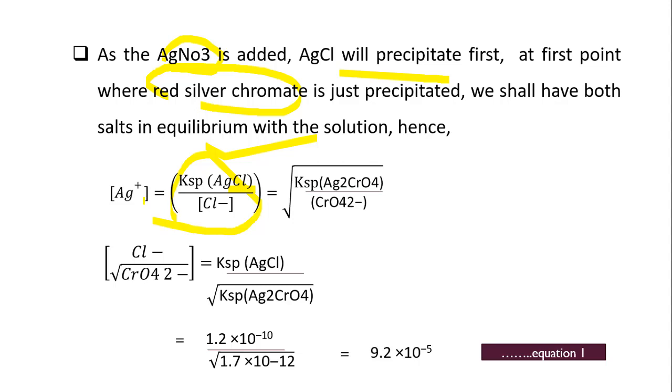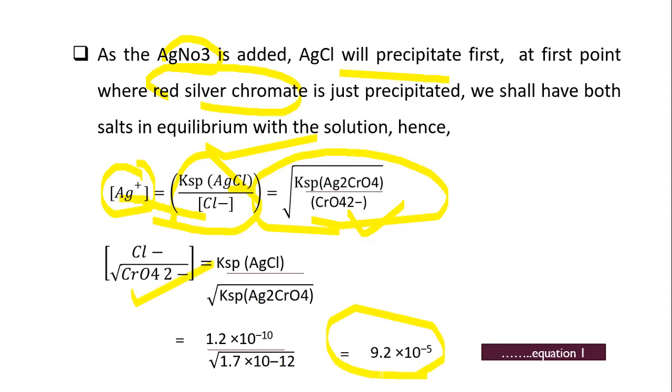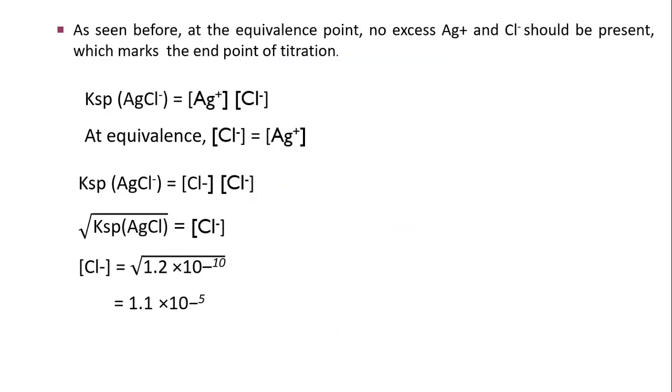If we want to find the solubility product of silver, or the concentration of silver, then we can go for this. There will be this reaction and we can write it, and similarly for chromate. It will be similar for chromate and chloride. So we can write this reaction and we will get this as equation 1 for silver.